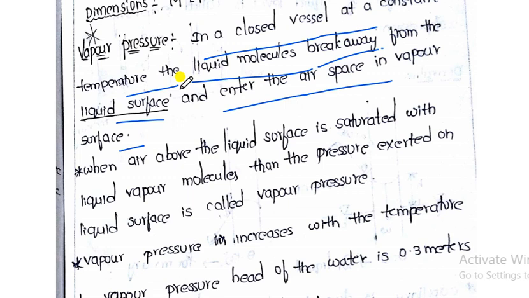So this is all about vapor pressure. When the air above the liquid surface is saturated with the liquid's vapor molecules, the pressure exerted on the liquid is nothing but the vapor pressure. When we heat the liquid continuously, steam forms, saturated with the liquid surface, and those vapor molecules exert a pressure on the liquid surface. That exerted pressure is nothing but the vapor pressure.